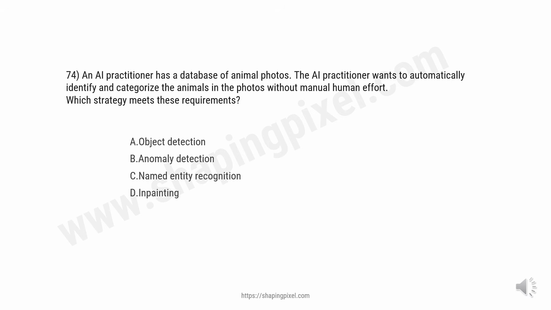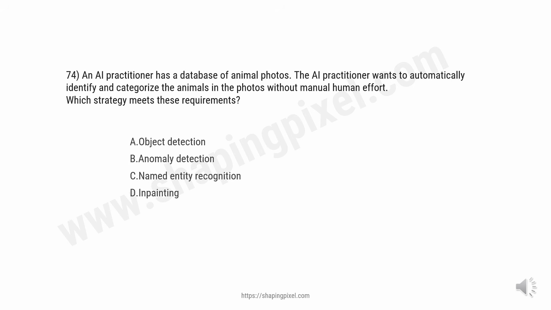Question number 74. An AI practitioner has a database of animal photos. The AI practitioner wants to automatically identify and categorize the animals in the photos without manual human effort. Which strategy meets these requirements?